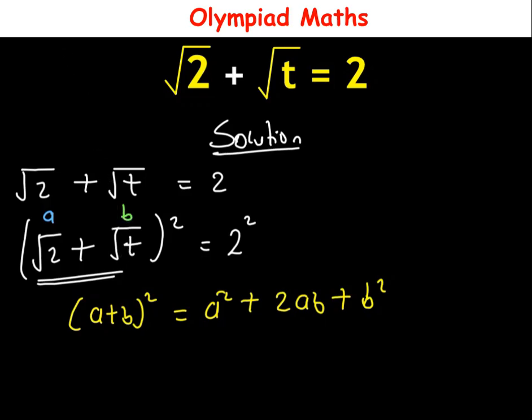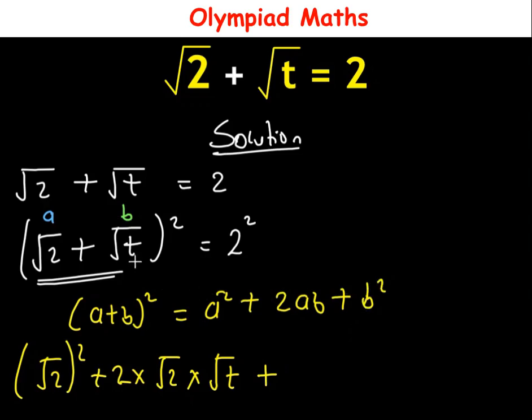So expanding this in this format, this will then become, a is root 2, so in brackets root 2 all squared, plus 2 times a is root 2 times b is root t, plus b squared, b is root t, so root t all squared, is then equal to 2 squared.